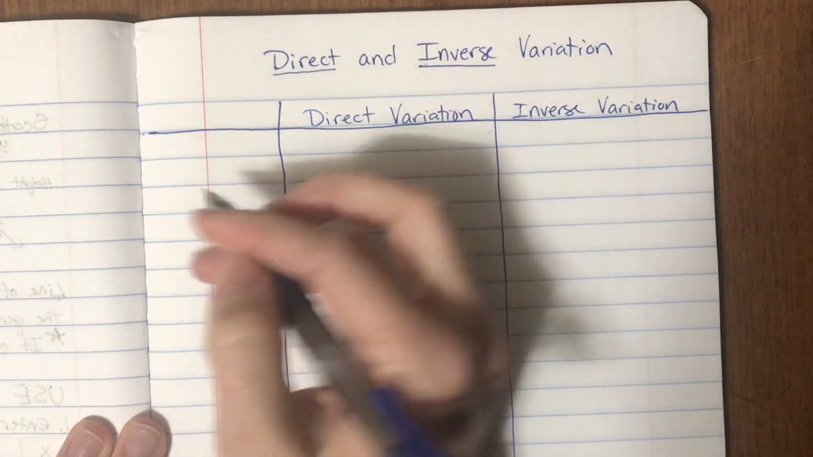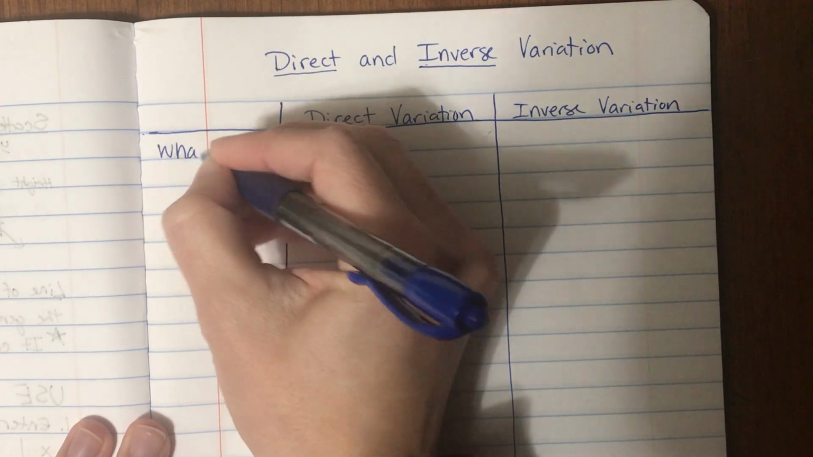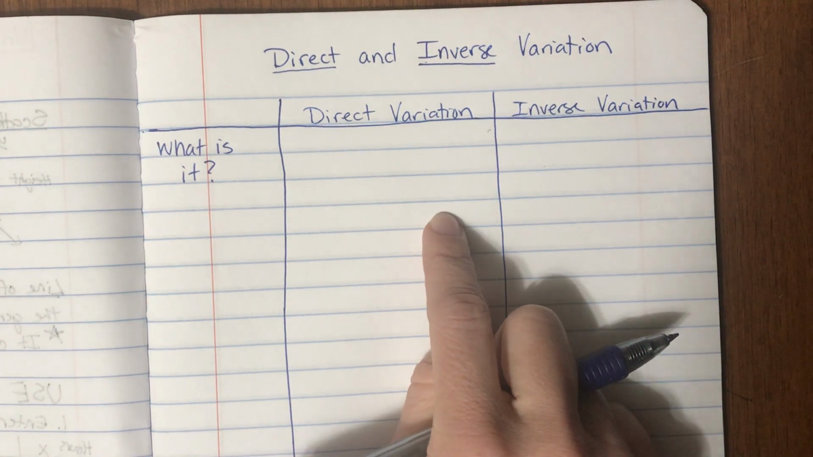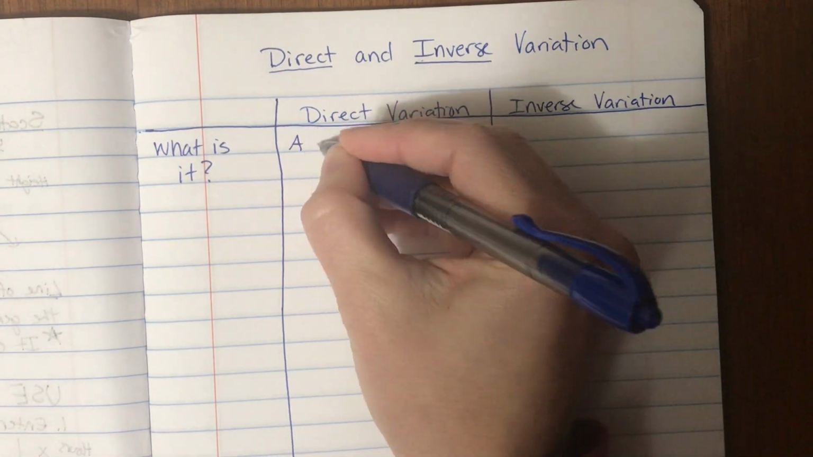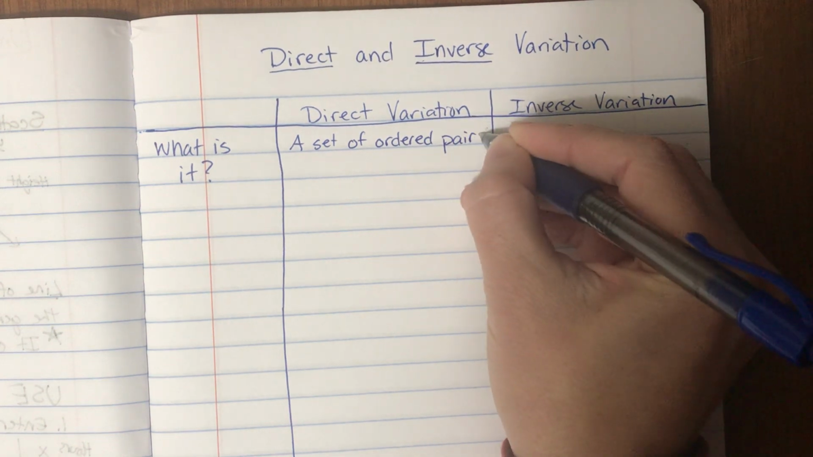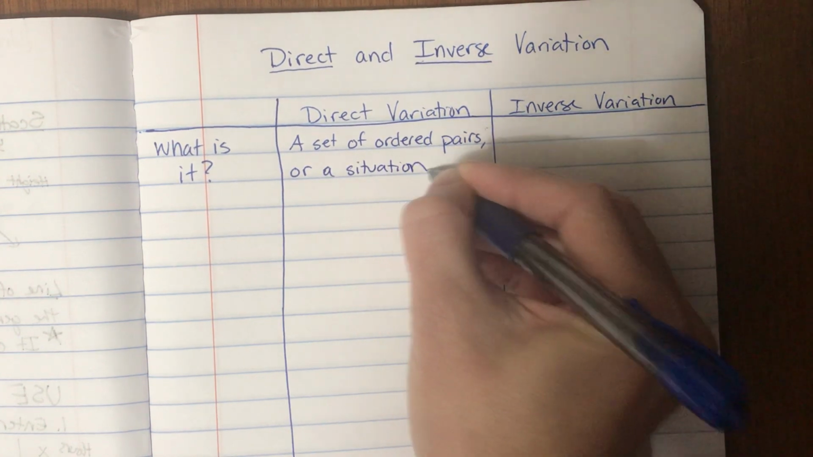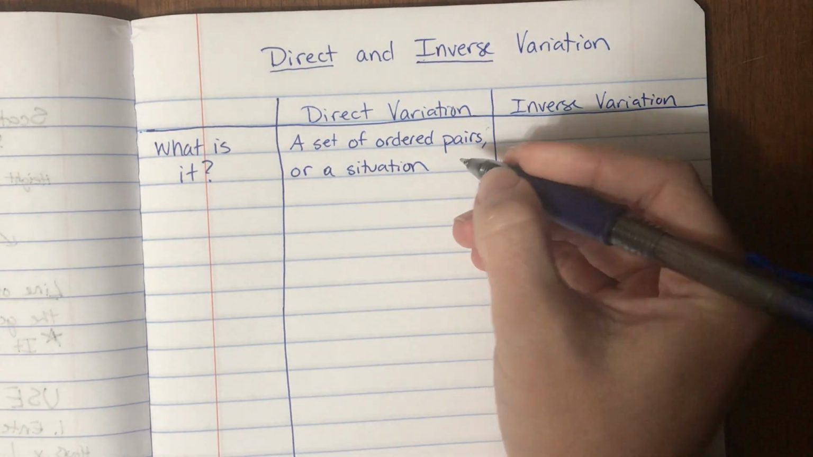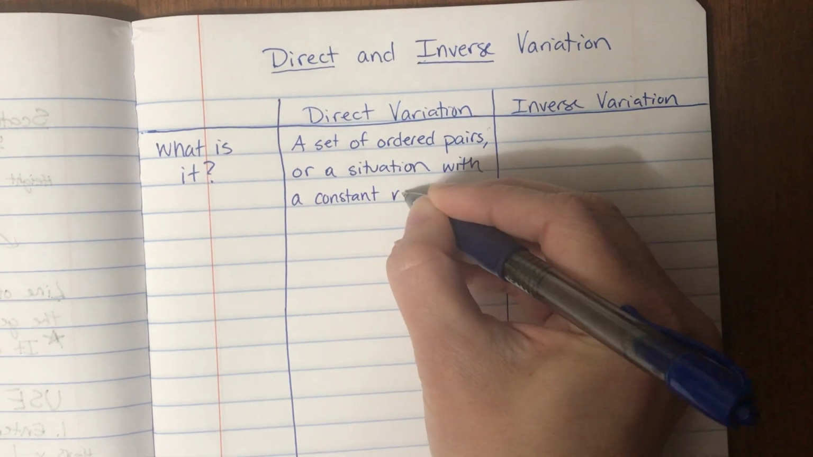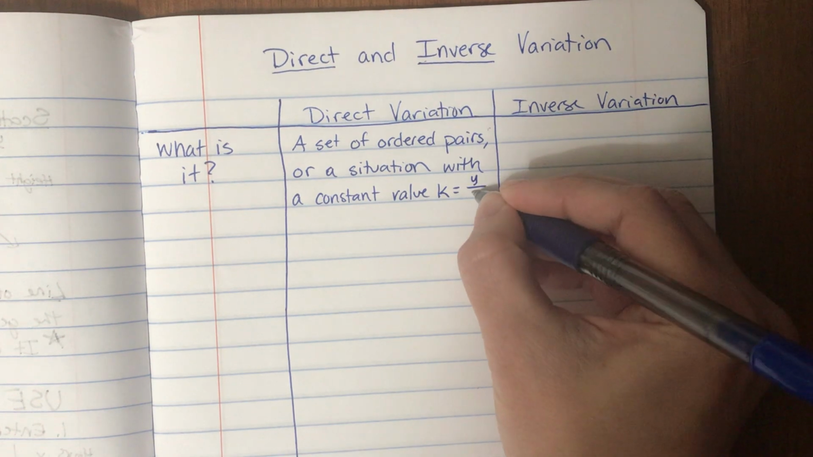The first question, and again, we're going to put our questions and titles over here, is: what is direct variation? What is inverse variation? Direct variation, the definition is this. It's a set of ordered pairs or a situation with some sort of data, or it's a situation with a constant value k, where k is equal to a constant y over x.